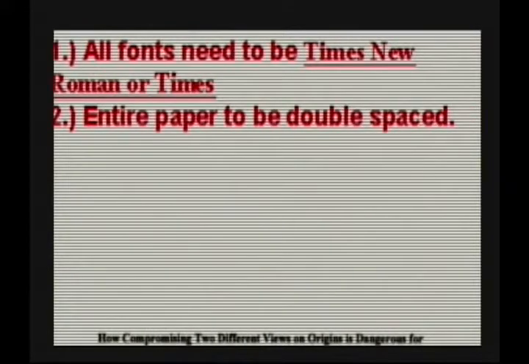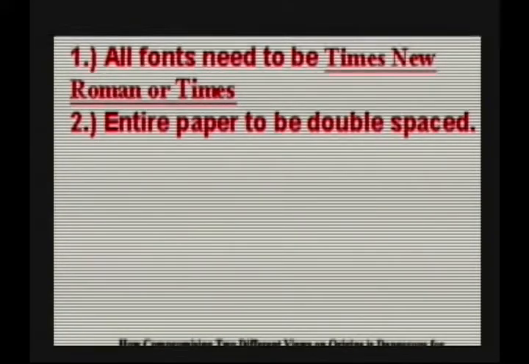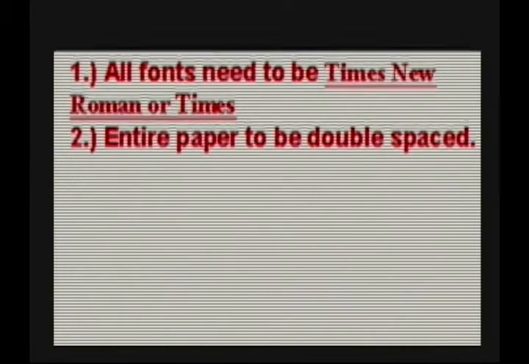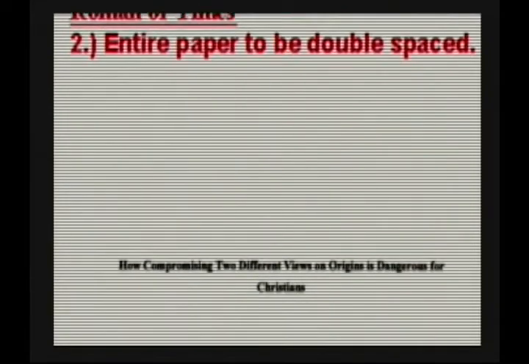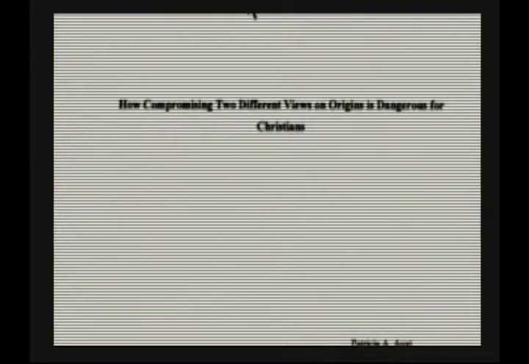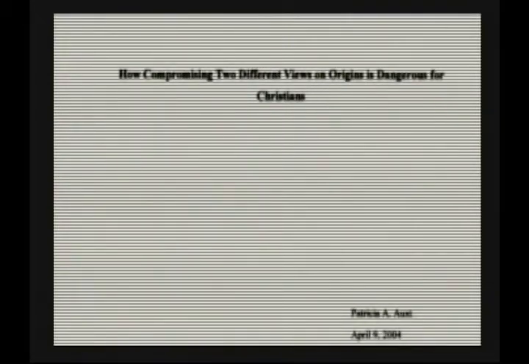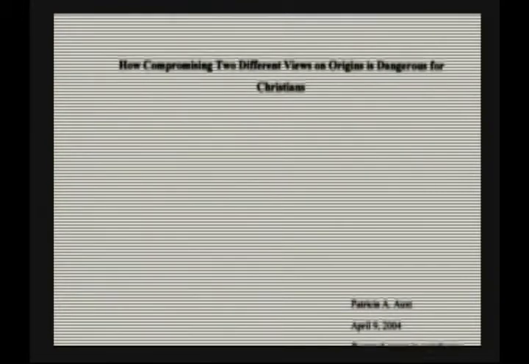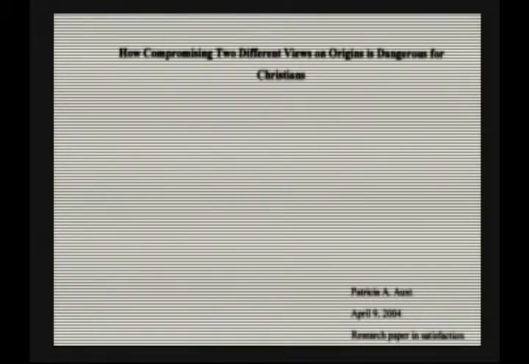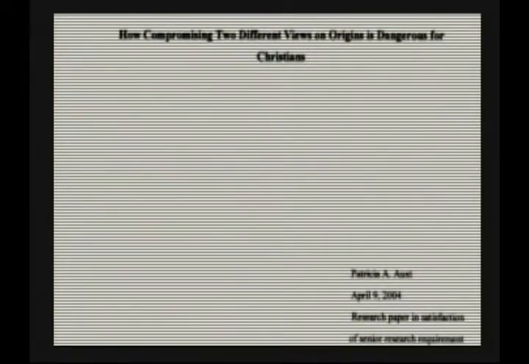If you have to go buy a typewriter that has that font in it, then you'll have to do that, okay? Every word processor has Times or Times New Roman, and you're required to have it in Times or Times New Roman, okay? The entire paper is to be double-spaced. That means the entire paper, okay? It's double-spaced because it's a student paper, and so it leaves room for the teacher's red ink to flow. Okay.